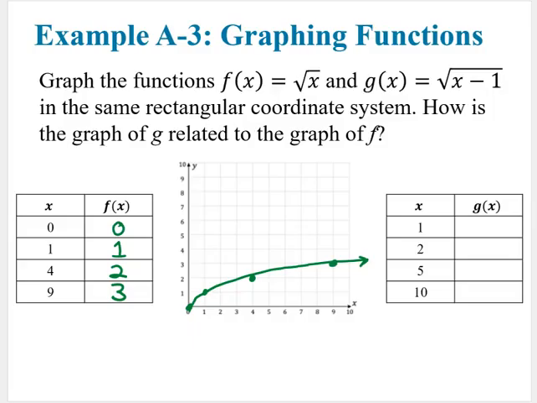So square root, if I put in 1, 1 minus 1 is 0. That gives me 0. Square root of 2, 2 minus 1, that'd be the square root of 1, which is 1. Plug in 5, 5 minus 1 is 4, square root of 4 is 2, plug in 10, 10 minus 1 is 9, square root of 9 is 3. So plot those points, 1, 0, 2, 1, 5, 2, 10, 3.